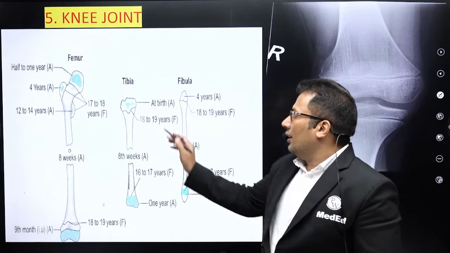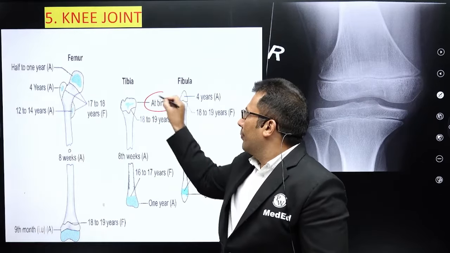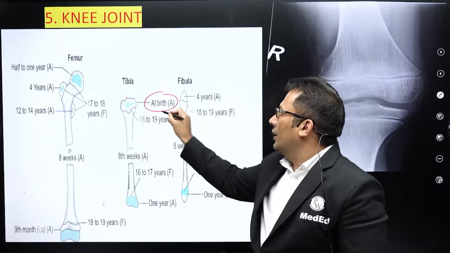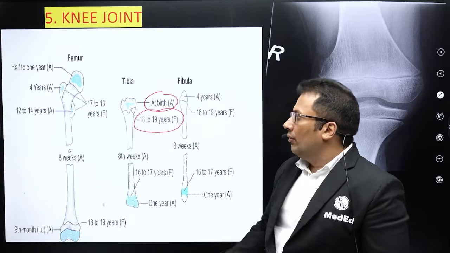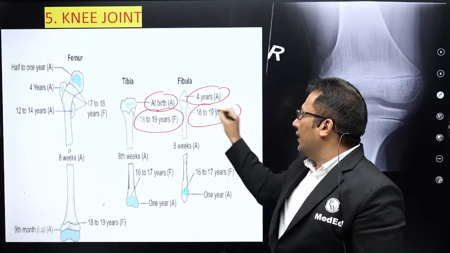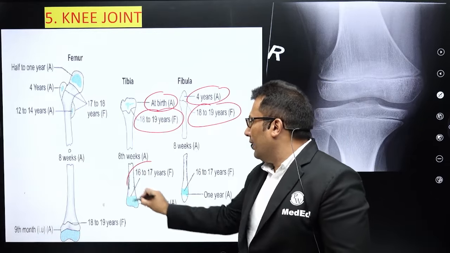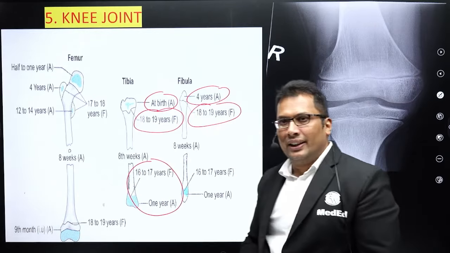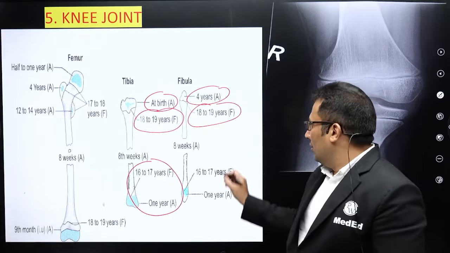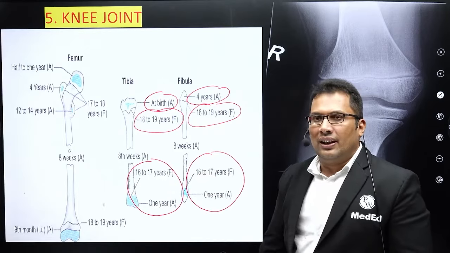Next comes the knee joint, some important points. Knee joint, tibia: appearance at birth, fusion at 18, 19 years. Fibula 4 and 18, 19. The lower end, 1 year, 16 and 17 years in tibia, 1 year and 16, 17 in case of fibula.